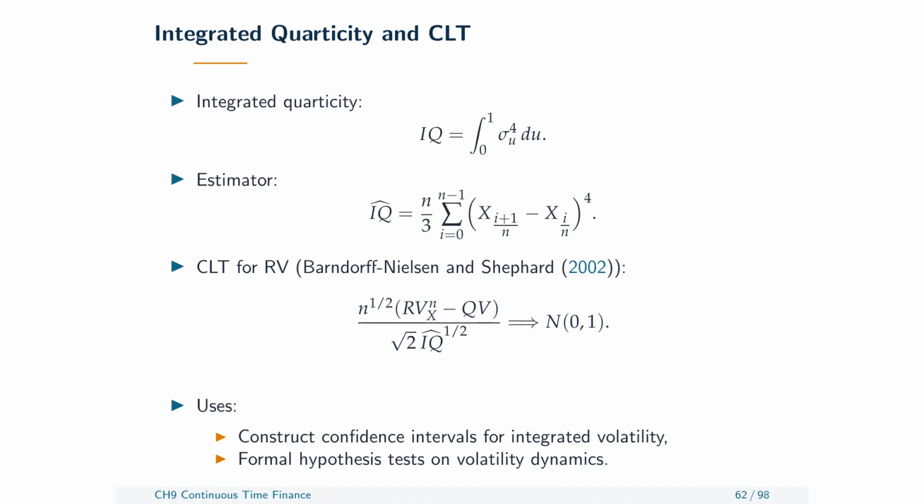A consistent integrated quarticity estimator uses scaled fourth powers of high-frequency returns. In the book's equally spaced setup, multiply the sum of fourth powers by sampling frequency divided by 3. Studentizing the realized volatility error with this estimator produces an asymptotically standard normal statistic under the stated assumptions. This supports confidence intervals and tests for the latent quadratic variation.